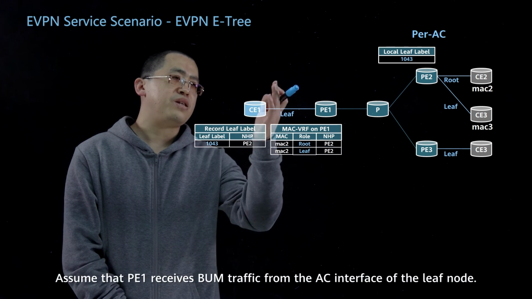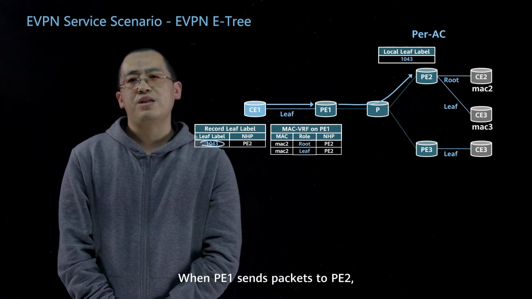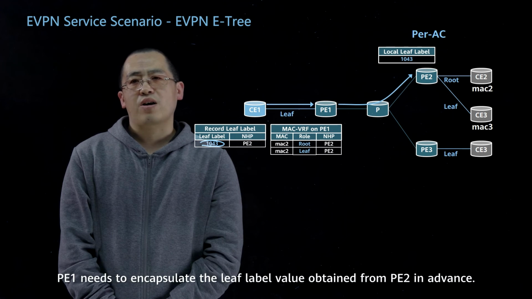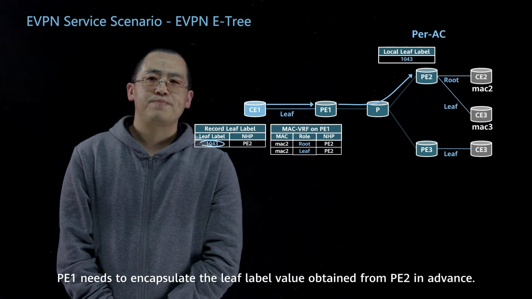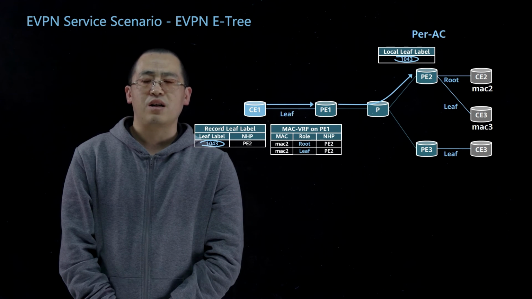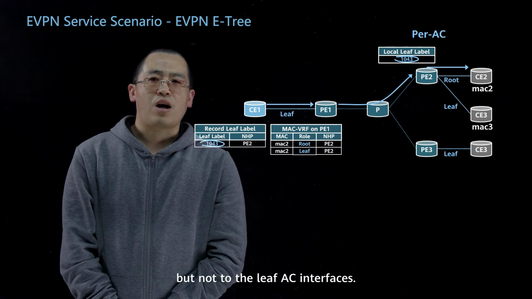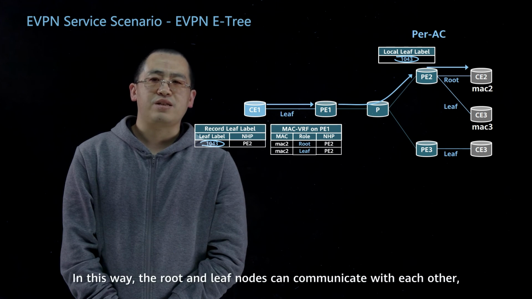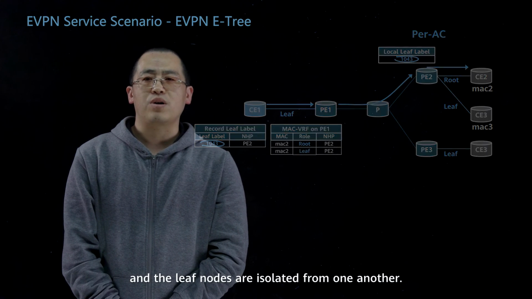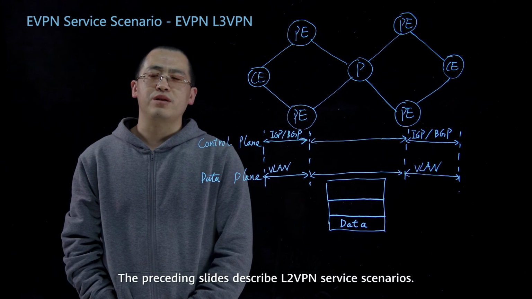Assume that PE1 receives BUM traffic from the AC interface of the leaf node. When PE1 sends packets to PE2, PE1 needs to encapsulate the leaf label value obtained from PE2 in advance. When PE2 receives the traffic, it finds its own leaf label value, and therefore forwards the traffic only to the root AC interface, but not to the leaf AC interfaces. In this way, the root and leaf nodes can communicate with each other, and the leaf nodes are isolated from one another. The preceding slides describe L2 VPN service scenarios.